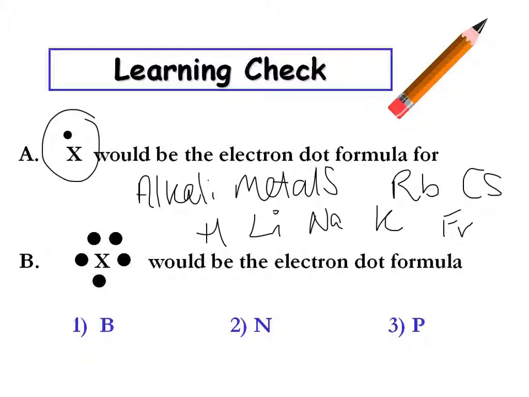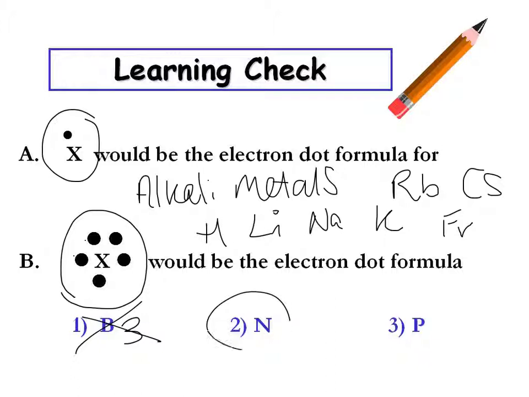Let's look at the second one. So this one, we've got 5 valence electrons. So we know it's going to be something in group 5, the nitrogen group. Boron is in group 3, so it can't be that one. Nitrogen's in the nitrogen group, so it could be that one. And if you look really closely, phosphorus is actually in that group too. So it could be 2 or 3, could be the answer.